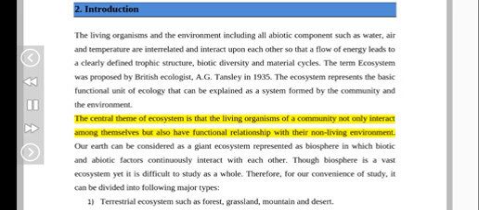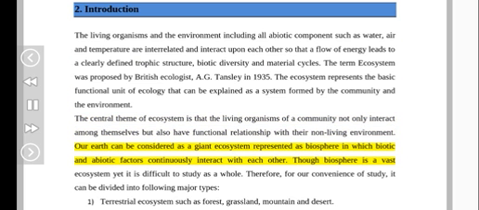The central theme of ecosystem is that the living organisms of a community not only interact among themselves but also have functional relationship with their non-living environment. Our Earth can be considered as a giant ecosystem represented as biosphere in which biotic and abiotic factors continuously interact with each other. Though biosphere is a vast ecosystem, yet it is difficult to study as a whole. Therefore, for our convenience of study, it can be divided into following major types.